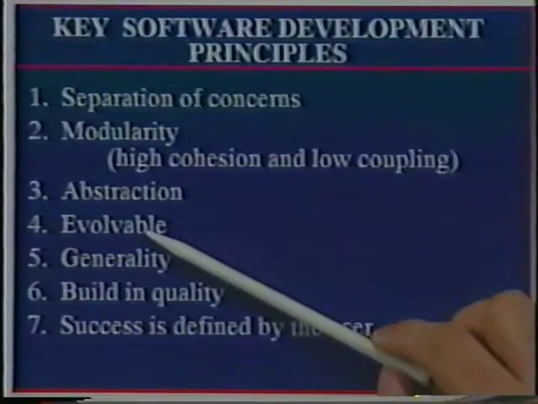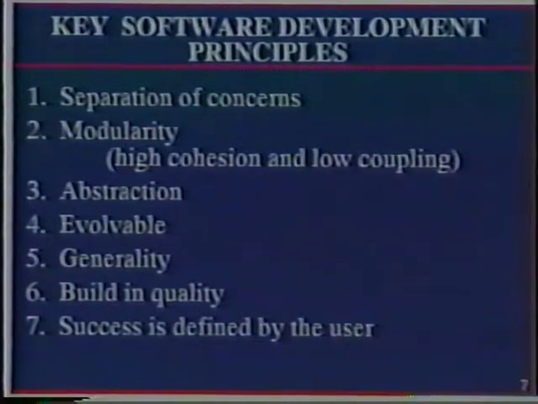Fourth is evolvability. Software changes, as we have described before. Now there are several types of changes that can happen. The types of changes that can happen are due to hardware, due to algorithms change, due to new features that are being added. So change is part of the process. So when you design your software, you have to design it in such a way that the software is clearly evolvable.